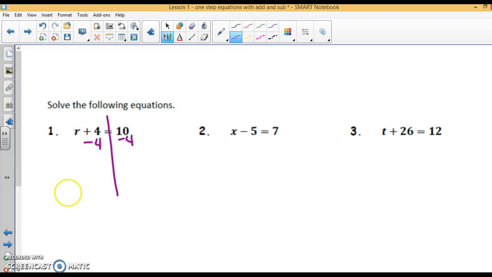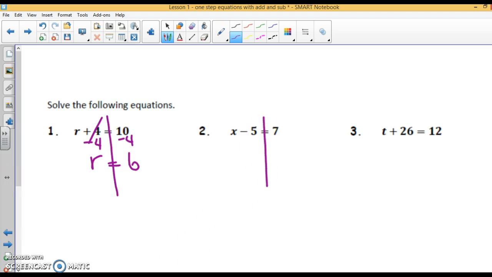An equation is balanced. So as long as you do anything to one side, you do it to both sides, it remains balanced. Now, look what happens. Positive 4 minus 4 is 0. So on this side, I'm left with r equals 10 minus 4 is 6. So the answer is r equals 6. And we just solved a one-step equation.